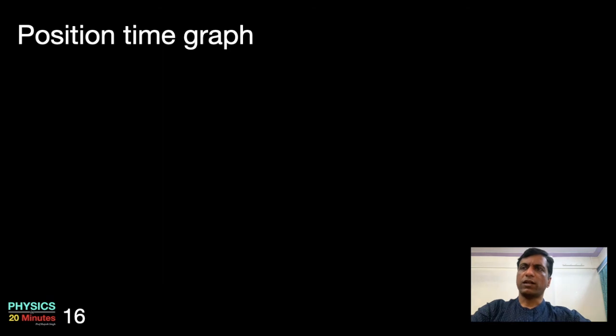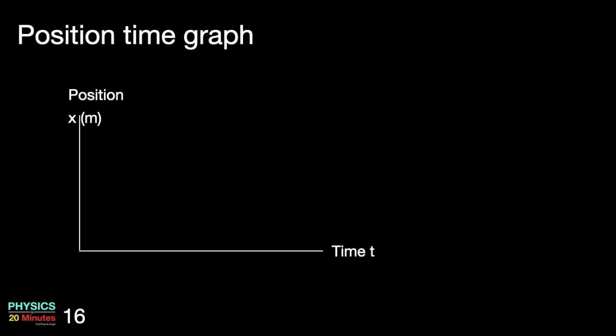So let's go ahead. It is right time to understand the position time graph. What is a position time graph? In a position time graph, we plot time on x-axis as an independent variable and position on the y-axis as a dependent variable. Here position is a function of time. For every particle we can draw a position time graph.